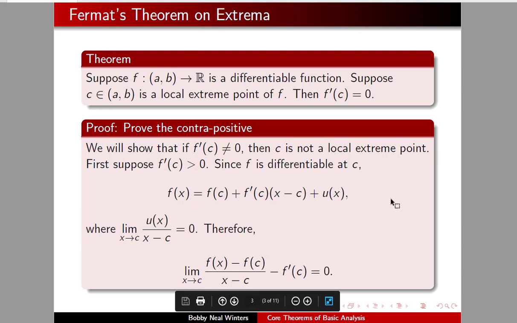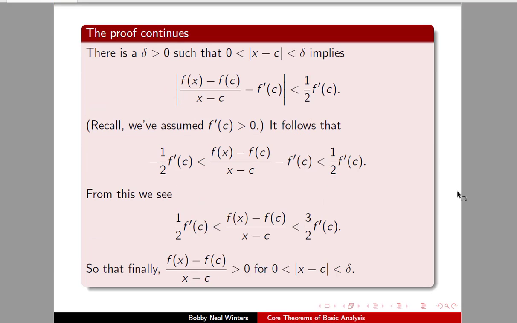Therefore, if we take the limit of the difference quotient minus f prime of c as x approaches c, then it is equal to 0. So take that and put it in your pocket. All right, now let's continue from here. There is a delta greater than 0 such that if 0 is less than the absolute value of x minus c, which is less than delta, then the absolute value of the difference quotient minus f prime of c is less than 1/2 of f prime of c. So recall that we presumed that f prime of c was positive.